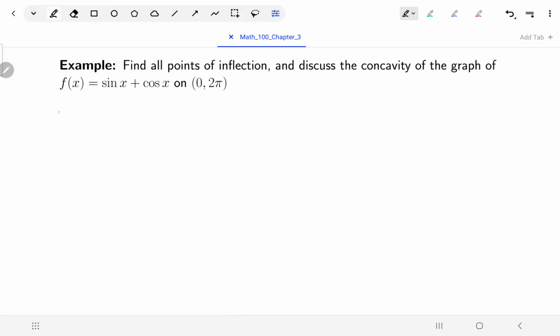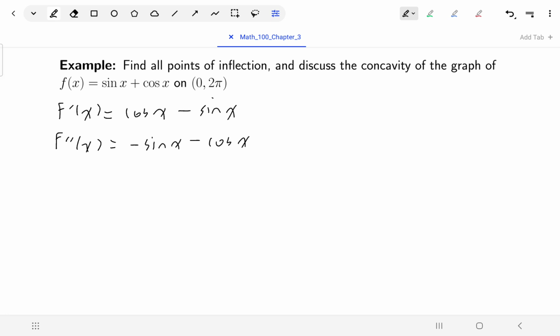I'm going to just take a look at my first derivative. Derivative of sine is cosine. Derivative of cosine is negative sine. And then I'll take the second derivative. Derivative of cosine is negative sine. Derivative of sine is cosine. Okay, so now we're good to go.